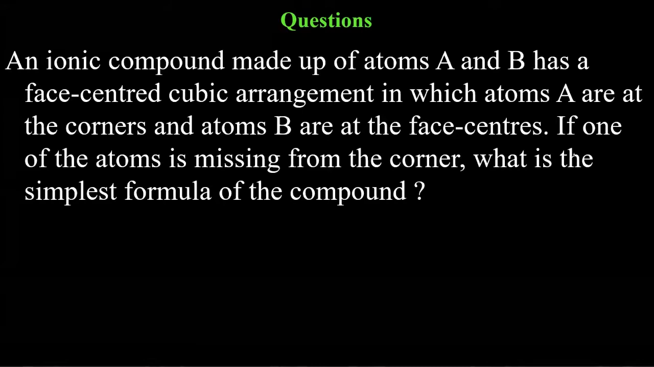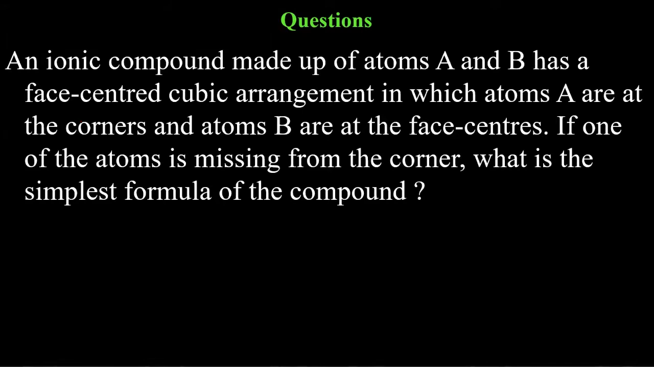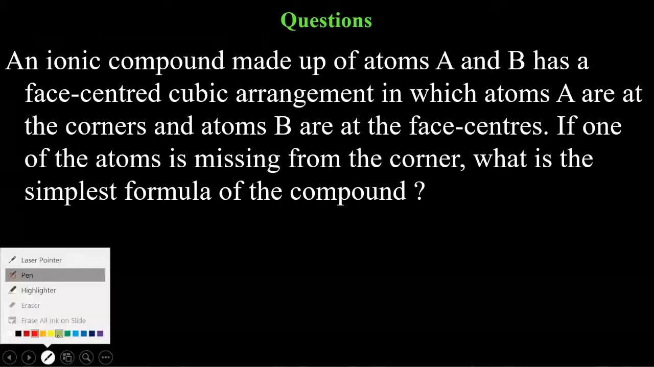An ionic compound made up of A and B has a face-centered cubic arrangement in which atoms A are at the corners and B are at the face centers. If one of the atoms is missing, and that's why this question becomes very important. This question, as it is, has appeared many a time in board examinations, without any change. If one of the atoms is missing from one corner, what is the simplest formula of the compound? And it is a very simple question basically.